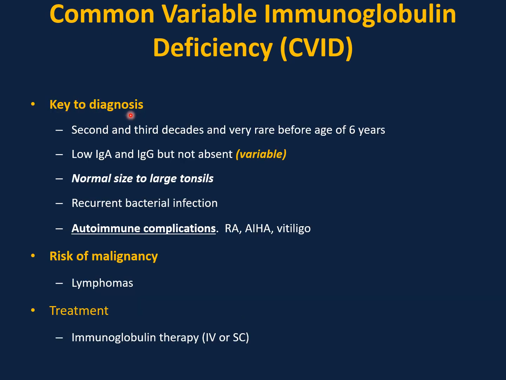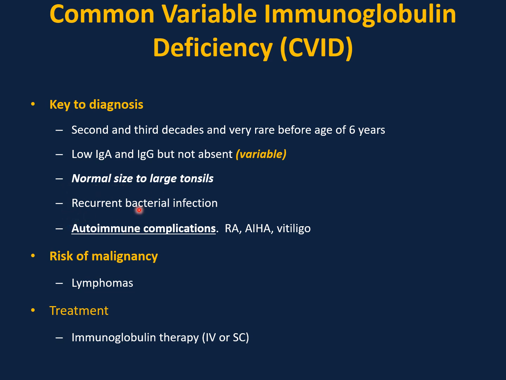The most important points to remember about this disease: it appears during adolescence. Very rare to appear before 6 years of age. The level of immunoglobulins is variable. So some of them very low, some of them slightly low, but not absent. The tonsils are normal size or large.